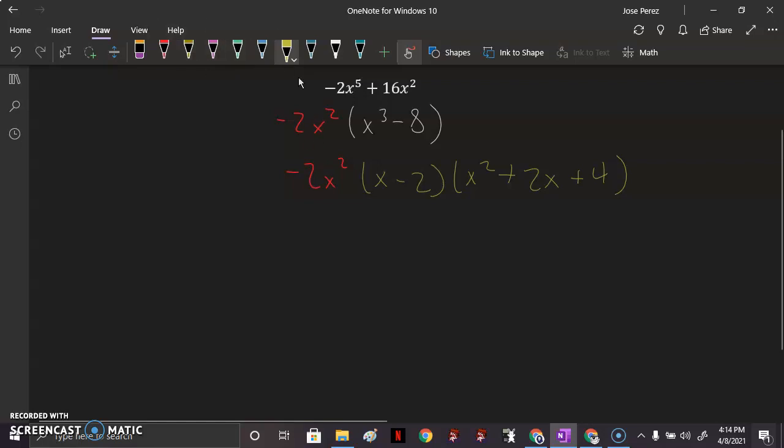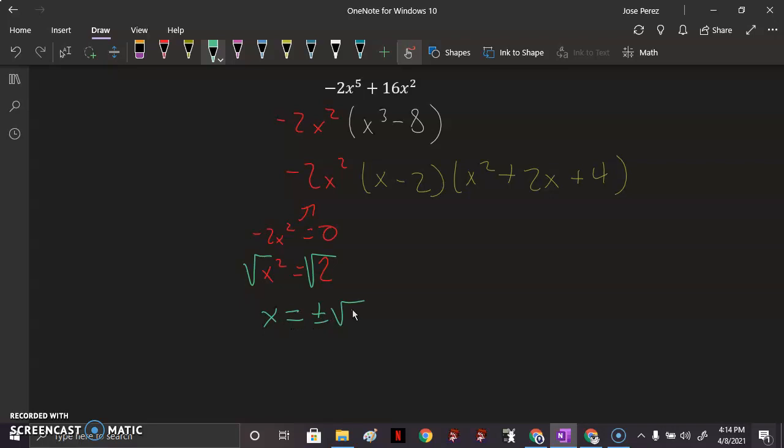What can we do with the zeros then? We can solve this zero. Basically, negative 2x squared is equal to 0, and if we move the negative 2 to the right, it'll be positive 2 is equal to x squared. And if we square root both sides, what we get is x is equal to plus or minus the square root of 2, which is one of our first zeros.